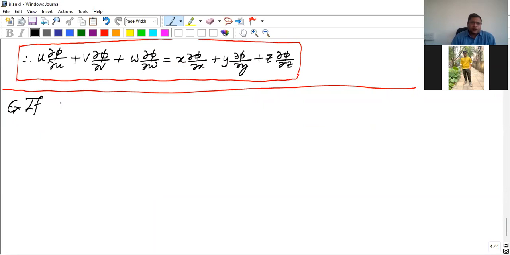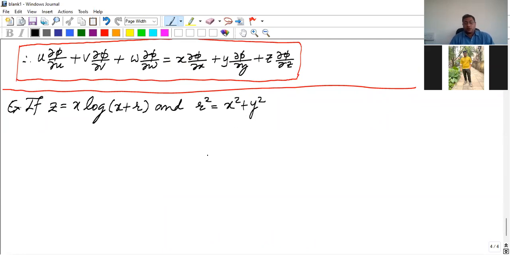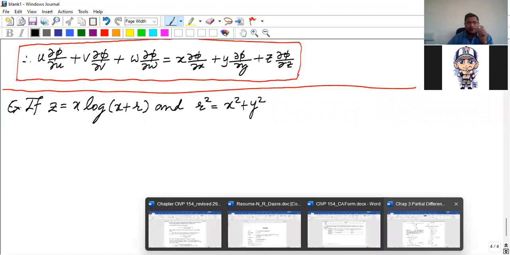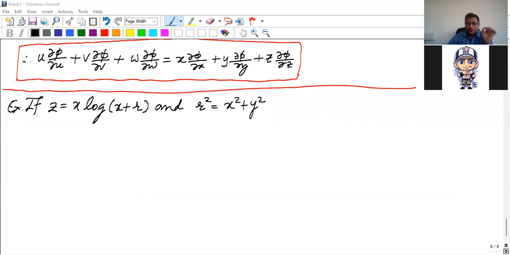For the example, if z is equal to x log of x plus r, and r square is equal to x square plus y square. When you read the question, you should be able to understand what the variable tree is in this example. So now you can see what we have exactly. Here z is a function of x log of x plus r. This is what we are able to see first.